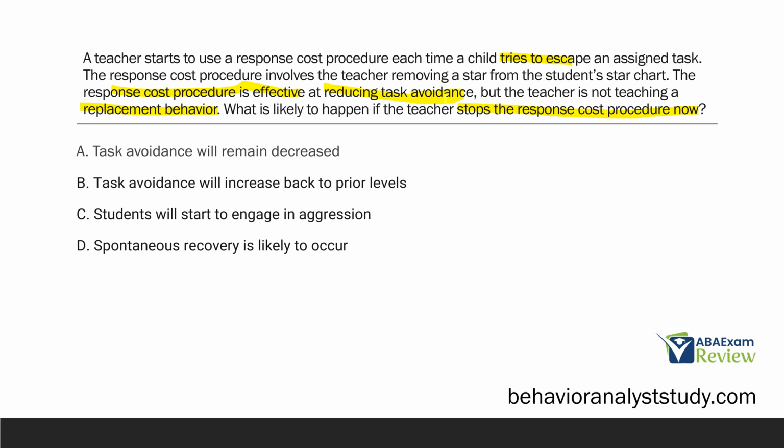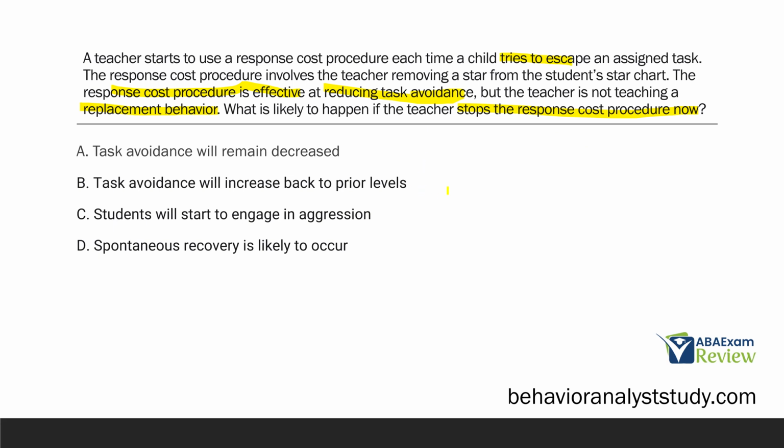So if you stop punishment, the wrong behavior is likely to come back unless you taught a replacement. So if this teacher stops the response cost procedure now, what is likely to happen? A, task avoidance will remain decreased. Well, that's unlikely. She hasn't taught anything; instead, she's just punished it. If the punishment goes away, that behavior is likely to just come back.